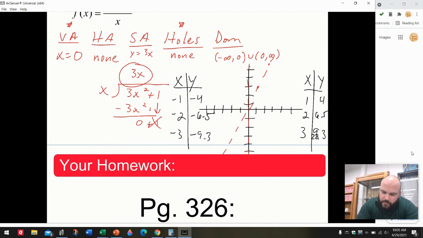Now I am going to need some hash marks that are farther than what I did. I'll just kind of estimate so you can see. So we'll start with 1, 4. So 1, 4 would be right here. And then we would have 2, 6.5, which would be up here. And lastly, we would have 3, 9, which would be way up here.